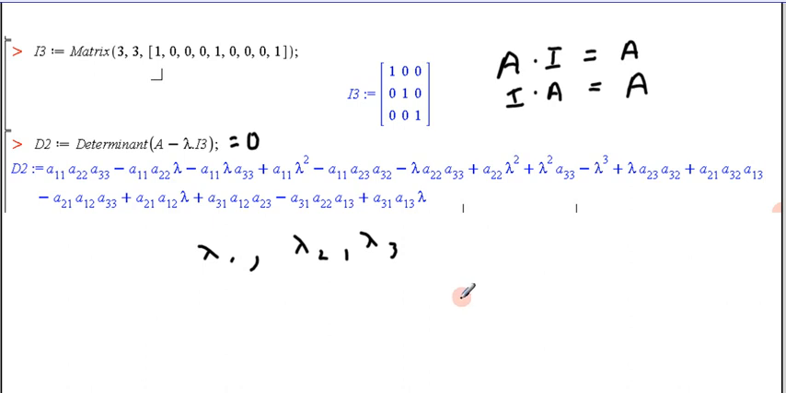Okay, that ends what we're going to talk about in section 5-1.